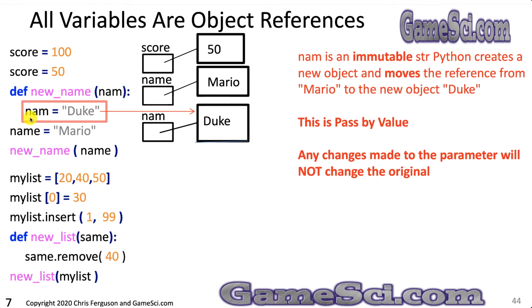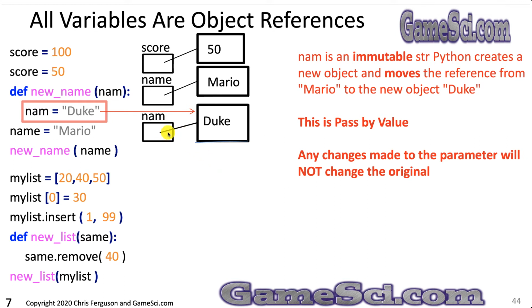Inside the function, we say NAM equals Duke. NAM is an immutable string. Python creates a new object and moves the reference from Mario to the new object Duke. This is the pass by value. This is the copy that I was talking about. Any changes made to the parameter will not change the original.